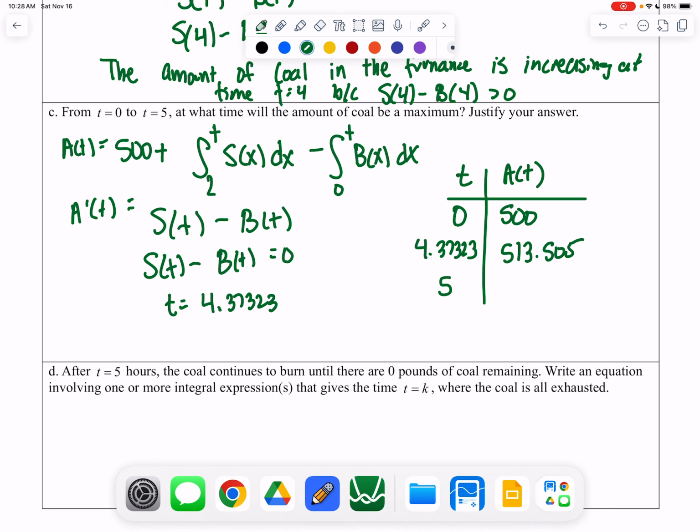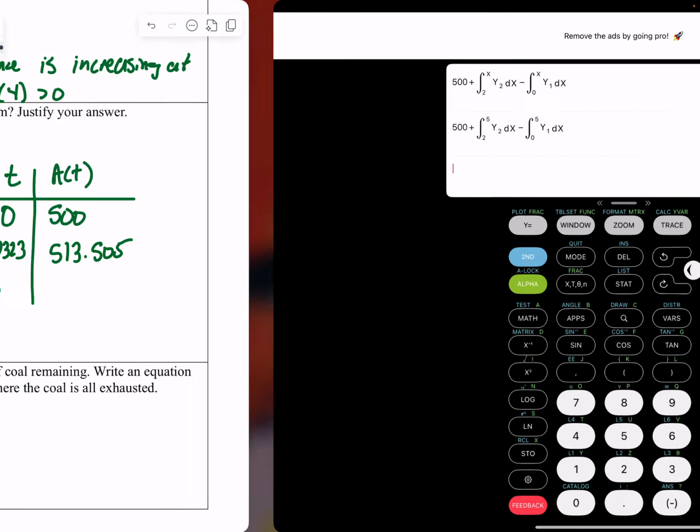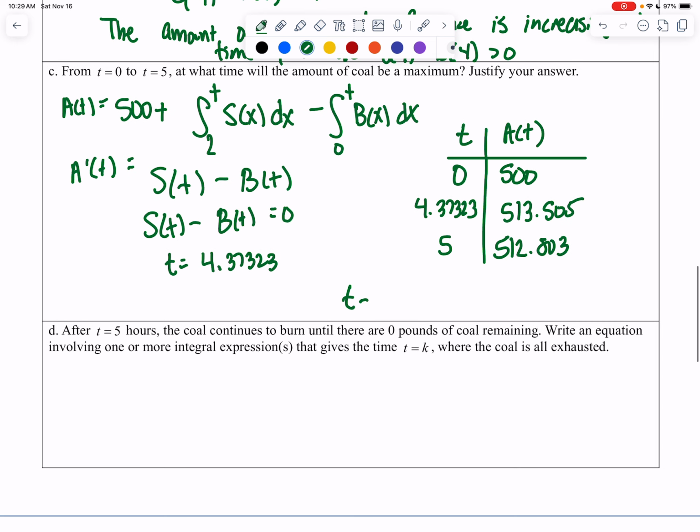Now yours might be a little bit different depending on how you rounded your time t value. So it should be around 513-ish. What I'm going to do now is also do 5 instead of x. So find out the total amount of coal at time t is equal to 5. And that's going to be 512.803. The question is asking us at what time will the coal be a maximum. So that time was going to be 4.37323 with 513.505 pounds of coal.